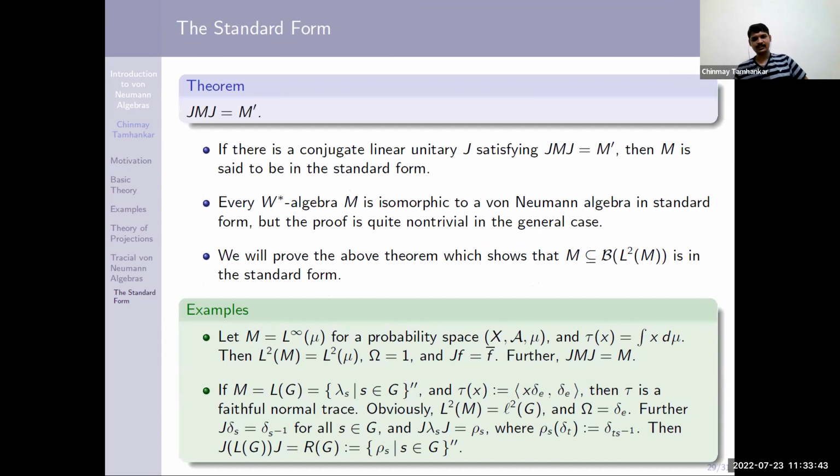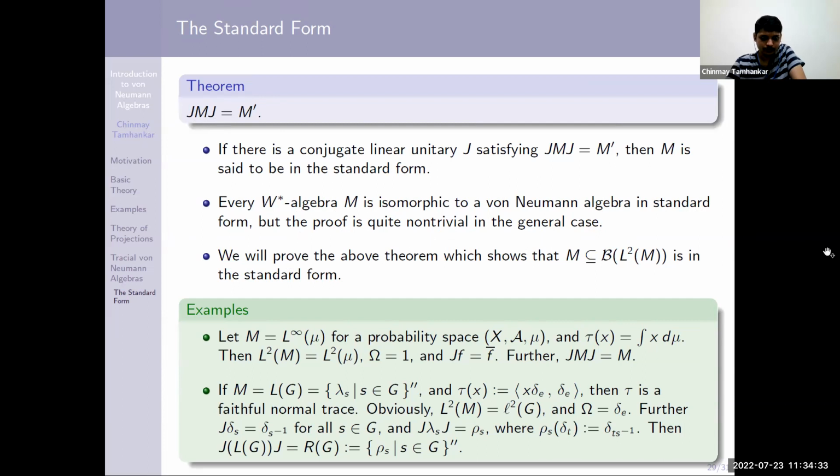So in general, if we have a conjugate linear unitary J, not in the way which we defined right now, satisfying JMJ is equal to M commutant, then we say that this embedding of M is in the standard form. And so the nice result is that every W star algebra is isomorphic to a von Neumann algebra in standard form. But the proof is very difficult in the general case and it requires some specialized theory called modular theory. And so we won't go into the general case here. But we will prove this theorem, and that will show that the embedding of M inside this GNS space is in the standard form.